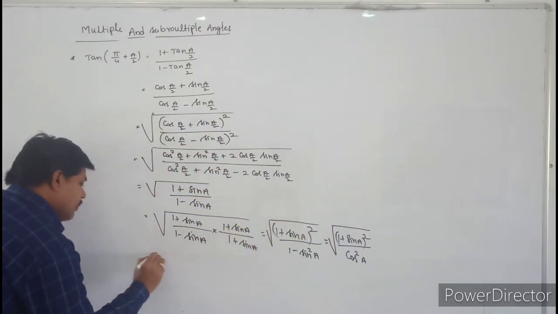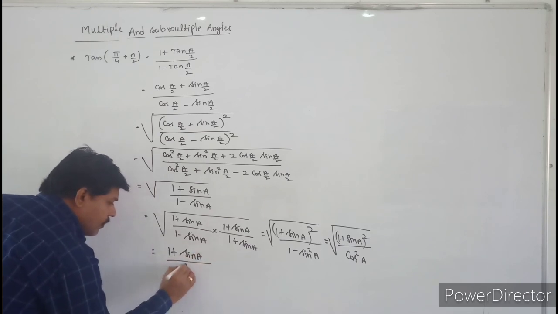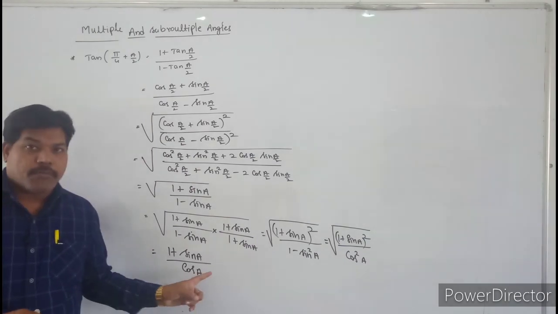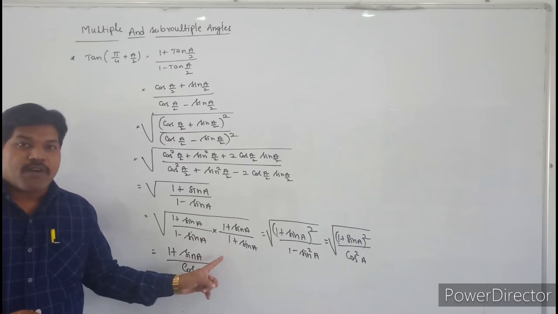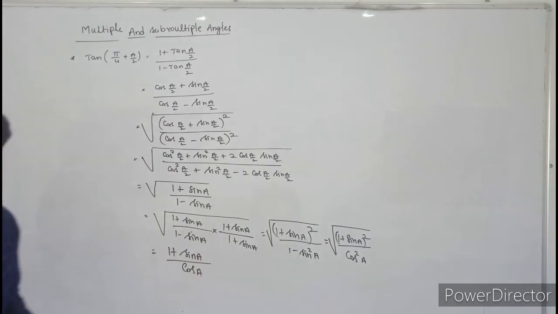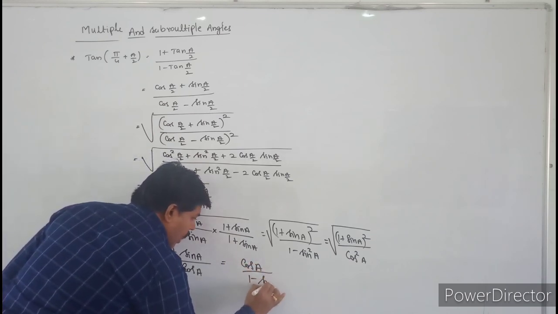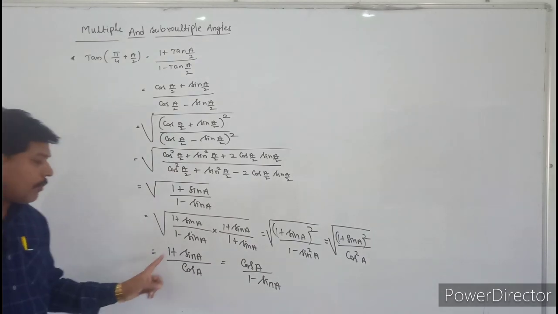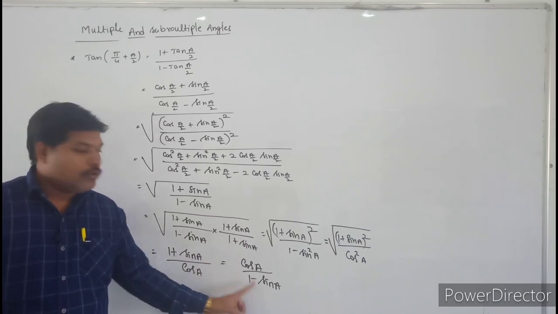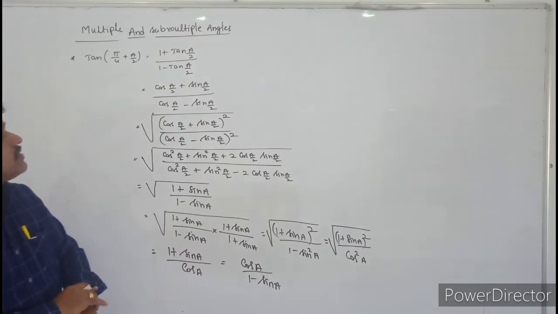Finally we will get 1 plus sin A by cos A. And also if you multiply and divide 1 plus sin A by 1 minus sin A, rationalizing with 1 minus sin A, it can also be written as cos A by 1 minus sin A. So 1 plus sin A by cos A, multiplied and divided by 1 minus sin A, changes to cos A by 1 minus sin A. See that one, students.